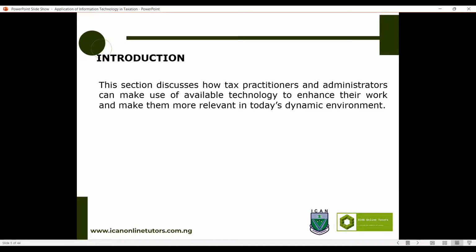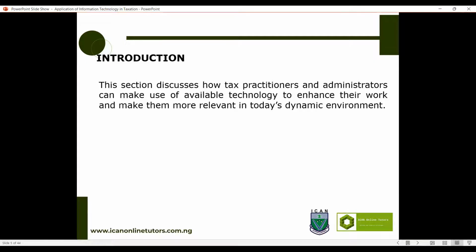Now, following these recent advances all over, many organizations are moving fast to key into the opportunities therein to facilitate and resolve their regular business challenges. So therefore, this section discusses how tax practitioners and administrators can make use of available technology to enhance their work and make them relevant in today's dynamic environment.